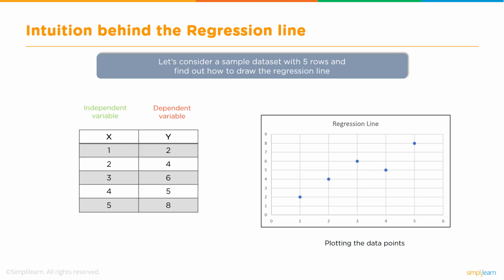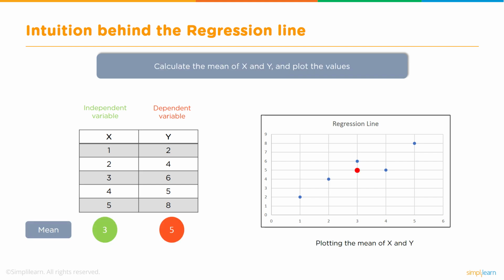Let's consider a sample data set with 5 rows and find out how to draw the regression line. So in here you can see we have the independent variable and our dependent variable, where we've taken some random data. In this case we have 1, 2, 3, 4, 5 for x, and we have 2, 4, 6, 5, 8 for y. And the first thing we do is we might plot it. If you look at the plot, you can see that it has a nice line through it. Just eyeballing it, you can guess that there's probably a linear regression model that will fit this data.